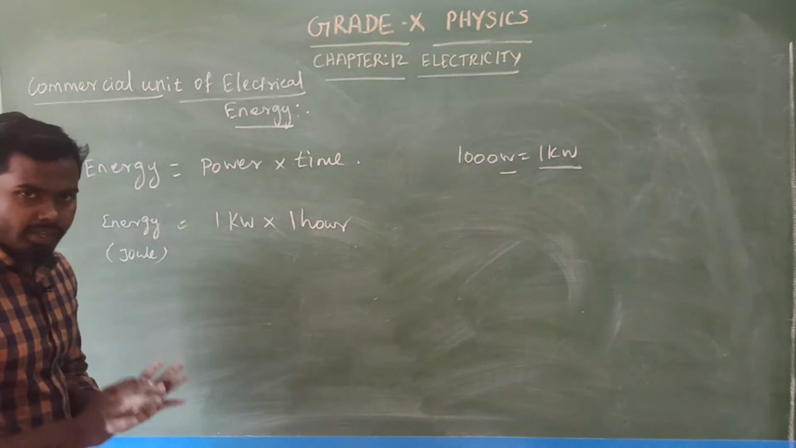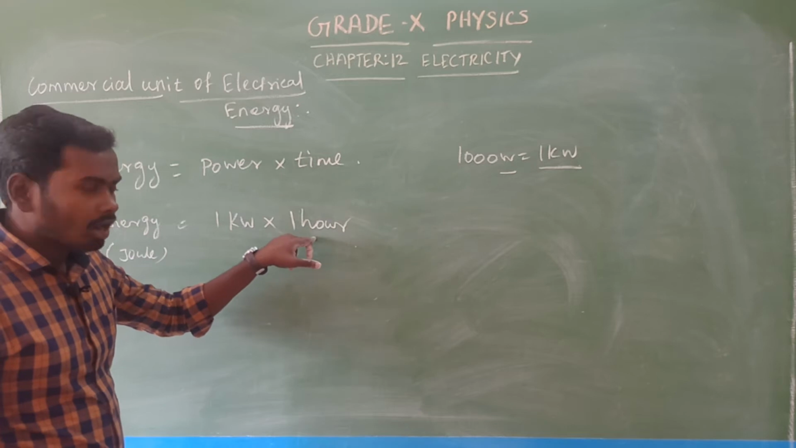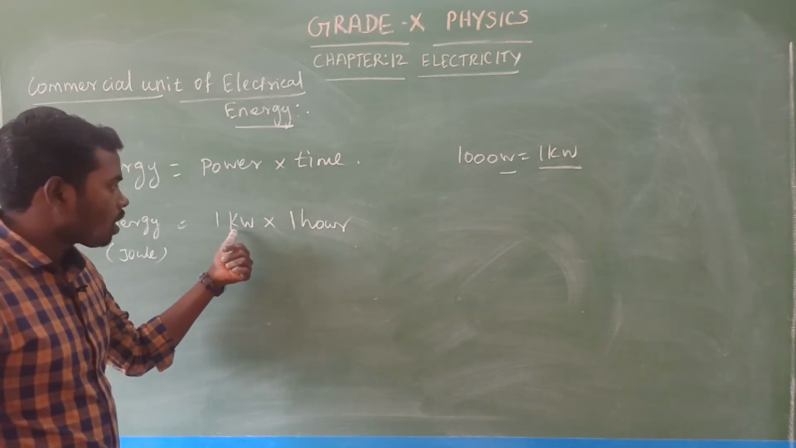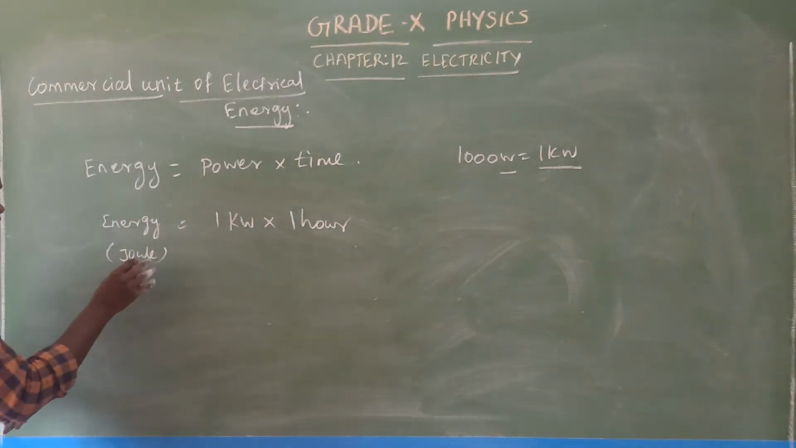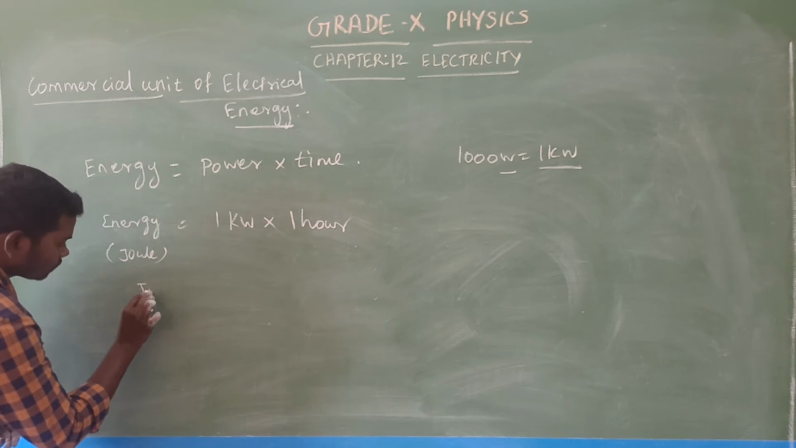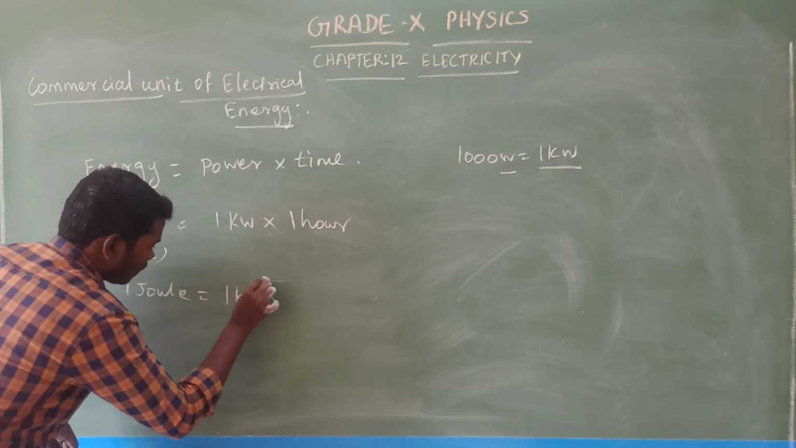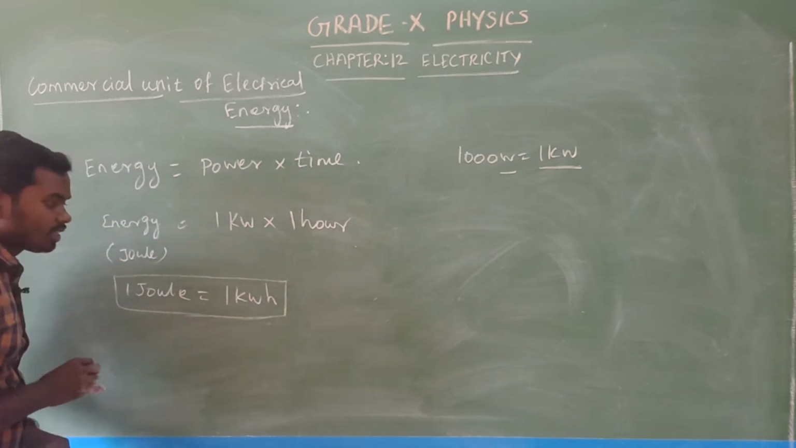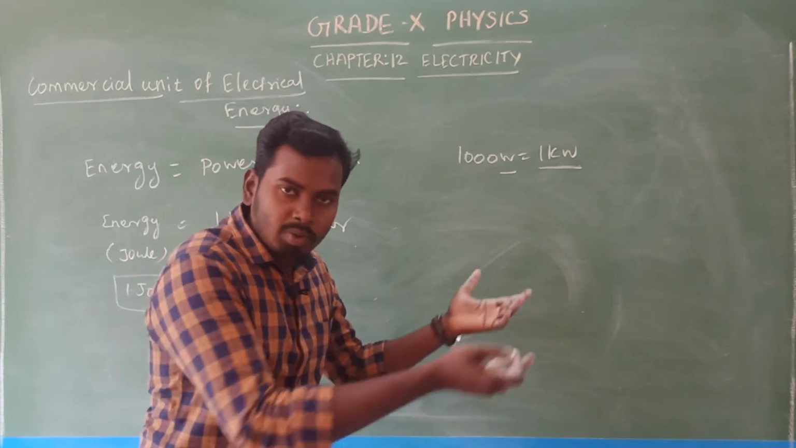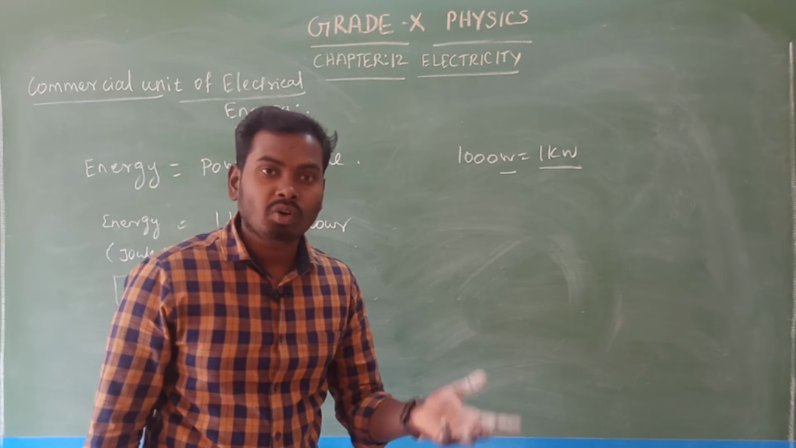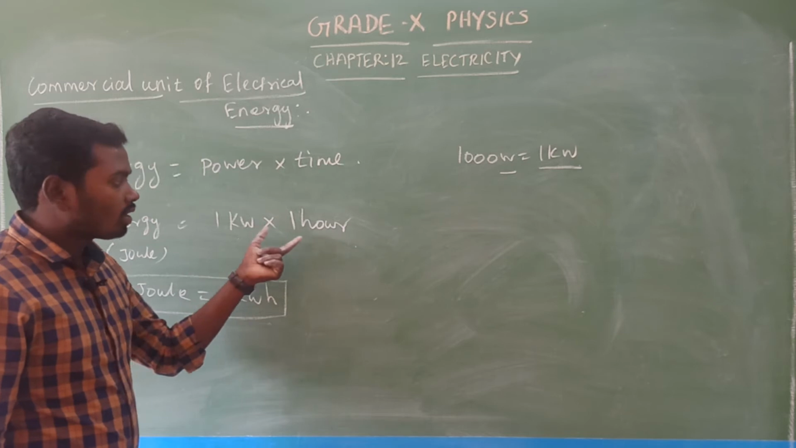Note this point: in terms of power in kilowatt and time in hour, 1 joule is equal to 1 kilowatt hour. So here 1 joule is equal to 1 kilowatt hour. This is in terms of kilowatt and hour. But just before that, we saw the joule in terms of watt and seconds. Here we have seen the joule in terms of kilowatt and hour.